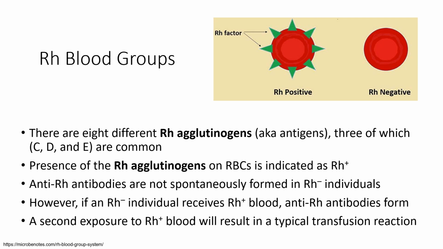However, if an individual with a negative blood type receives a positive blood type, they will form anti-Rh antibodies against that foreign blood. And a second exposure to that Rh positive blood can result in that typical transfusion reaction, that hemolytic and vessel clogging reaction because of the clumping or agglutination of those erythrocytes.